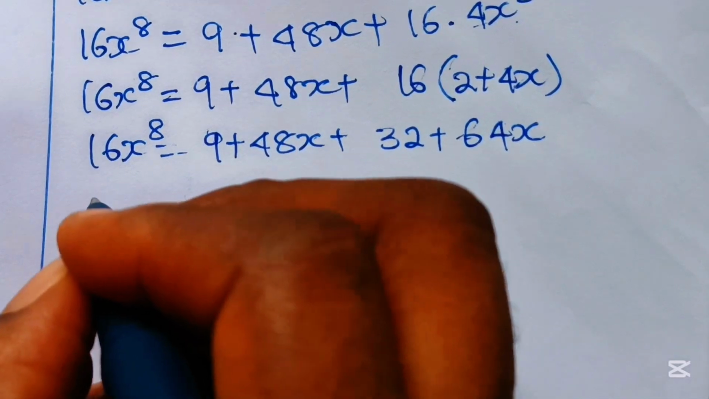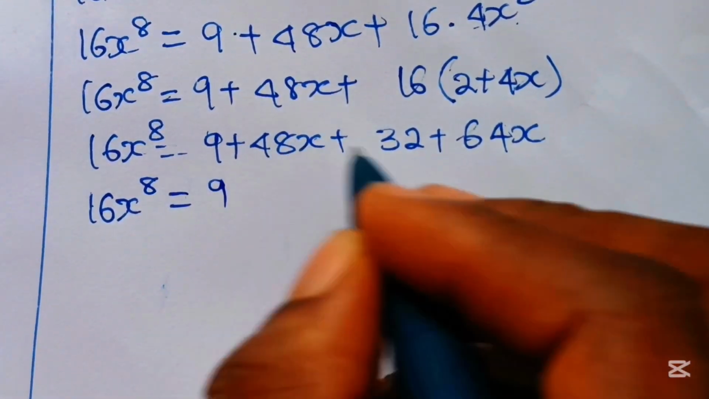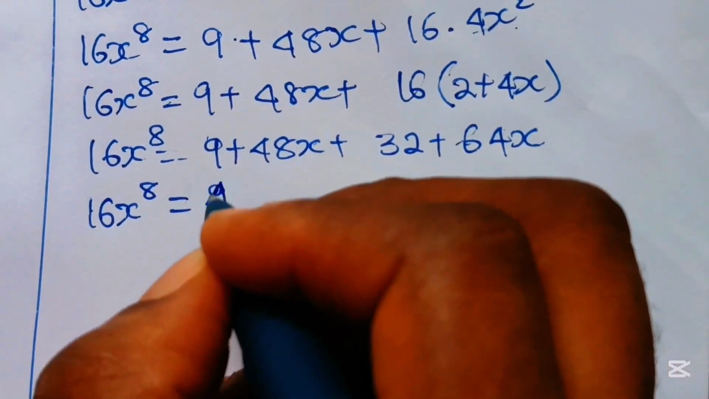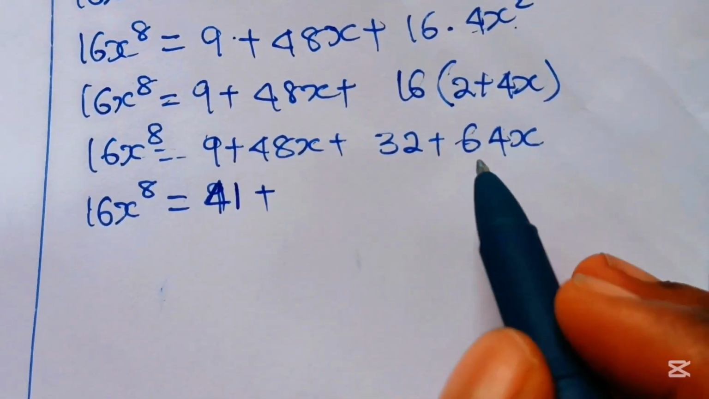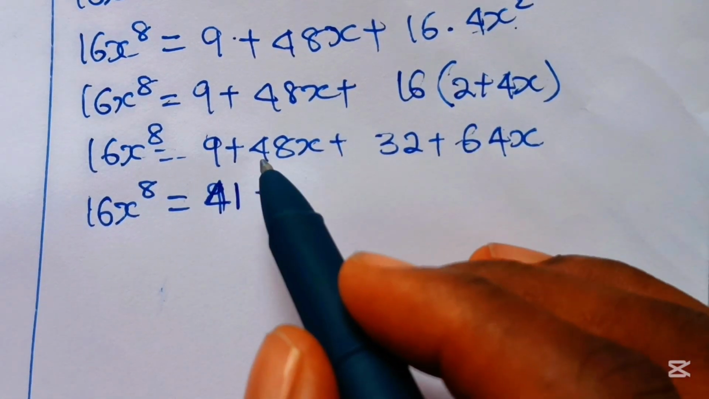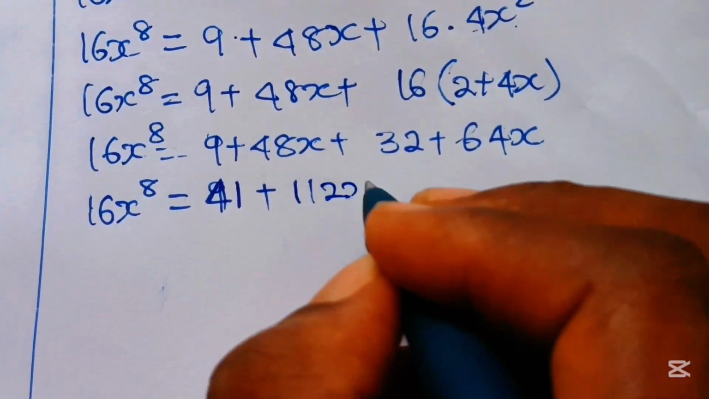All right. So we have 16x to the power of 8. We're almost there. Is equal to 9 plus 32 will give us 41. So we have 41 plus, now 48 plus 64. 60 plus 40 is 100. 8 plus 4 is 12. So it's going to be 112x.